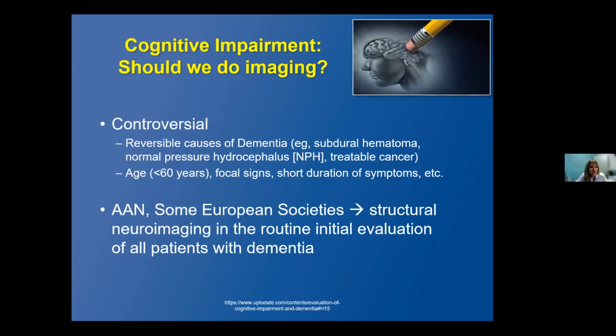So first of all, why should we image these patients? The routine use of neuroimaging in patients with dementia is actually controversial. There are many published guidelines on the clinical evaluation of dementia, and they do not recommend imaging studies on a routine basis. But they do include clinical prediction rules to identify patients who might have reversible causes of dementia that can be diagnosed with imaging, for example, subdural hematoma, normal pressure hydrocephalus, treatable cancer, etc.